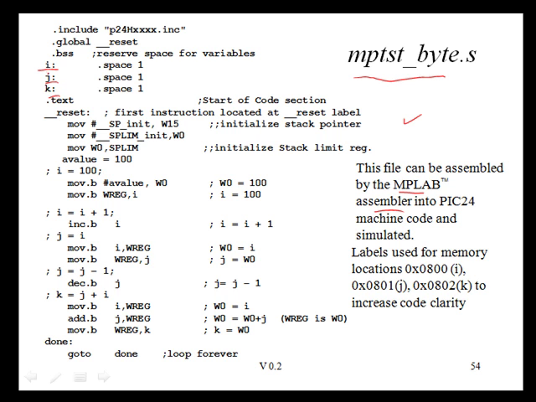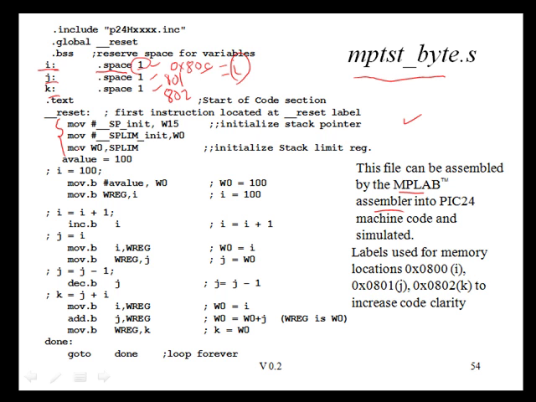A label starts in column 1 and it ends with a colon. What we're going to do is reserve 1 byte for each of these variables. This .space is an instruction to the assembler. It's not a PIC24 instruction, and it says reserve 1 byte for this variable. Variables are going to start at location 800. So this variable I is going to live at 800, and the label I is going to stand for 800. J is going to be at 801, and K is going to be at 802.